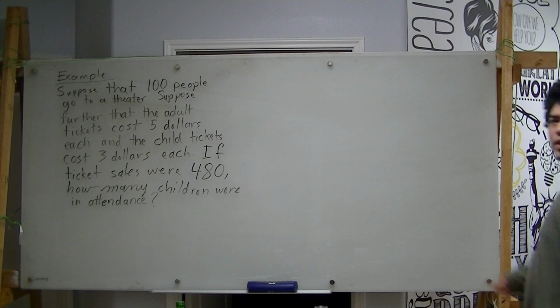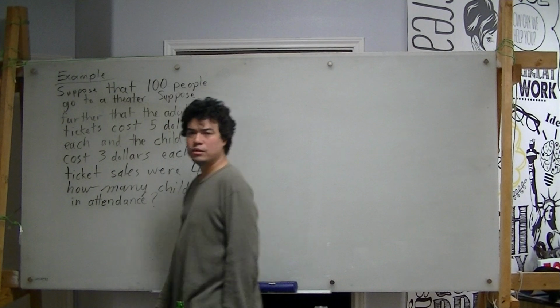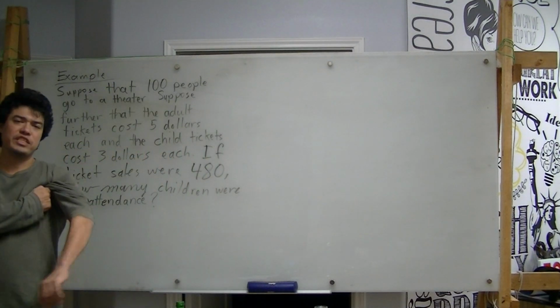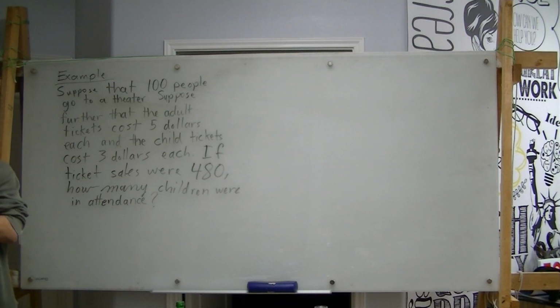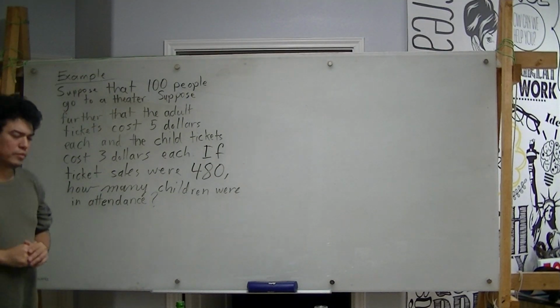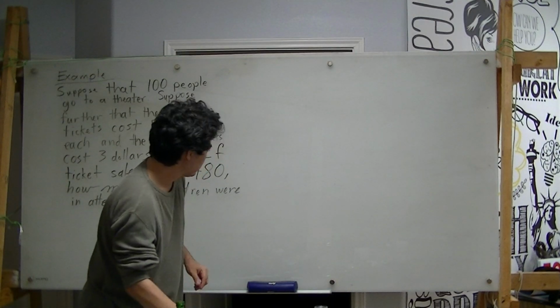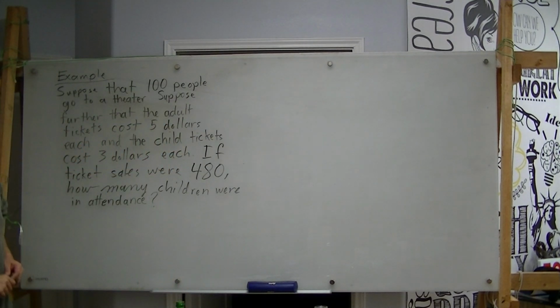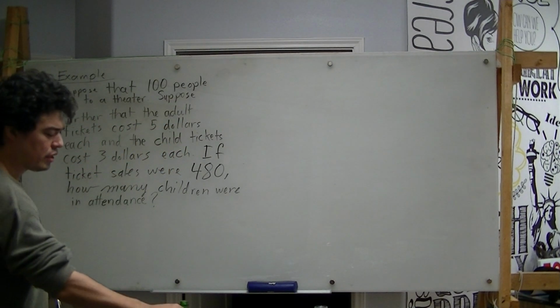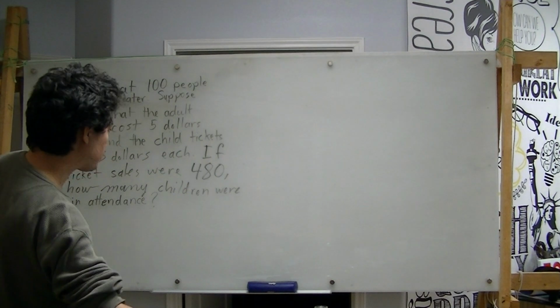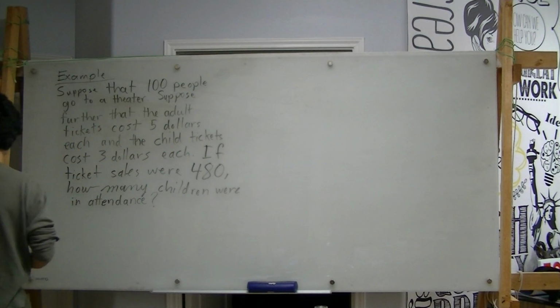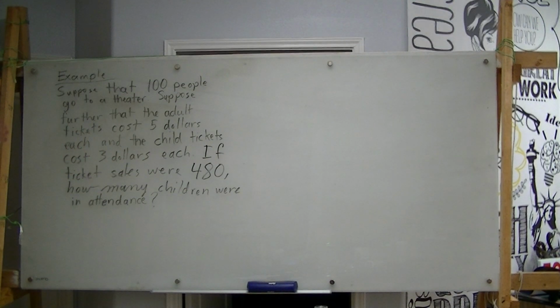So now we're going to do another example of systems of linear equations. This is very similar to the previous one, and we're going to go through the solution step by step. Okay. So the first thing we do when we see a problem like this is, of course, we want to read this problem. So let's read it together.